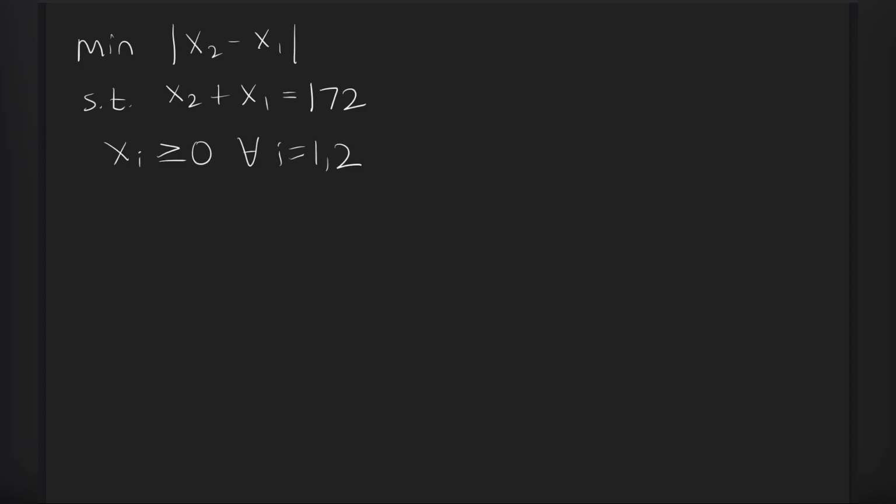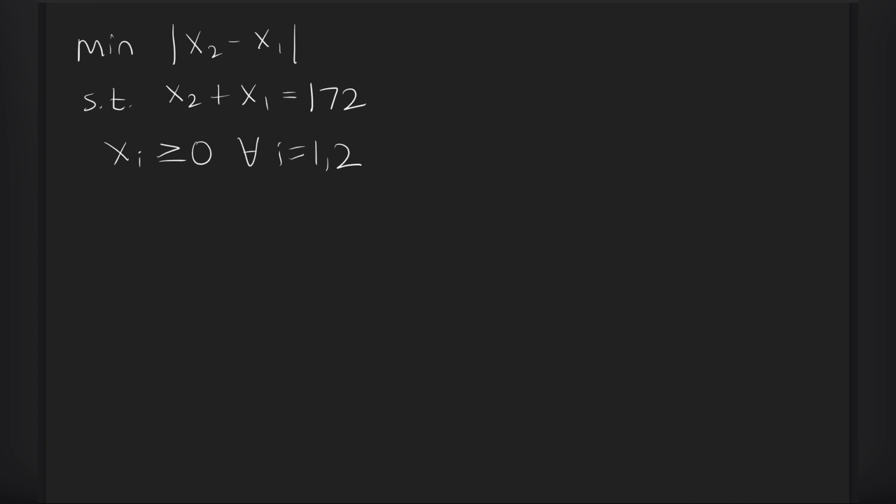Let's talk about the formulation now. Alright, so we're going to minimize the absolute value of x2 minus x1. This is the difference between the number of popsicles that each person gets. And of course, it has to be absolute value because the second person could get 0 popsicles and the first person could get 172 popsicles. And that would be a difference of negative 172. And we don't want that because that's not even. So it has to be absolute value. And that's what we're trying to minimize, the absolute value of the difference between the number of popsicles each person gets.